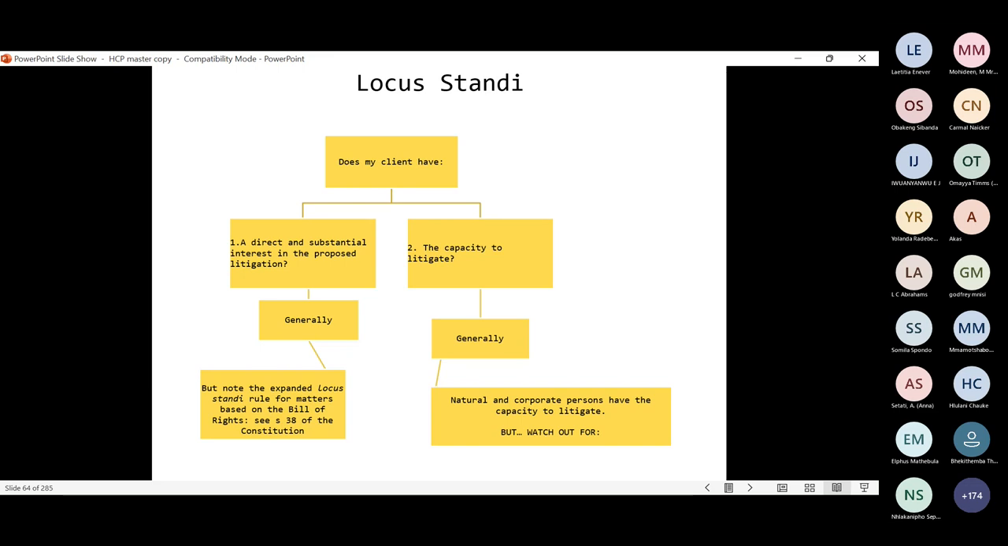The second question that you also ask is, does my client have the capacity to litigate? Generally people have the capacity to litigate, but there are some people with limited capacities to litigate, and you must be aware of that. Okay.